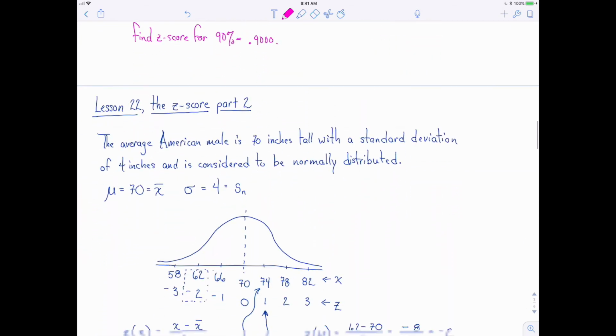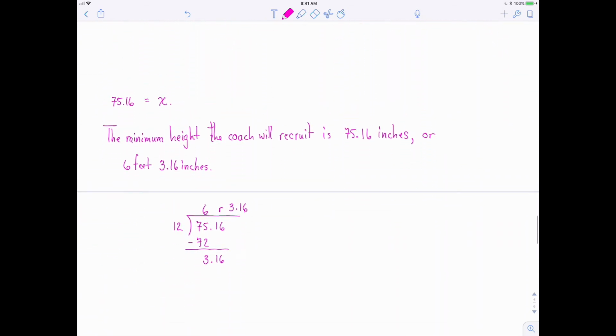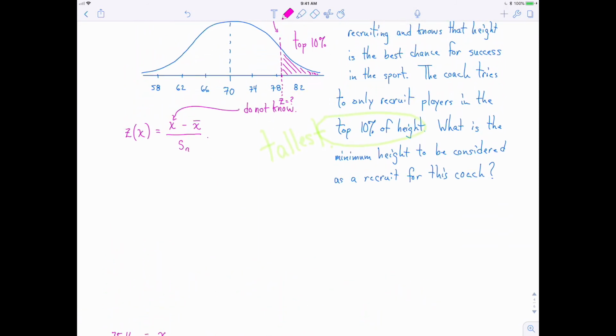So let's go down below. Oops. And here we go. So now we know that the z-score is 1.29. And now we can figure out the rest of our problem. So that's what we're going to do now.